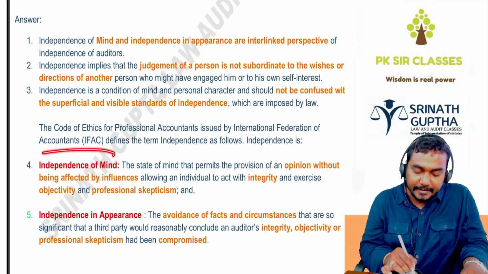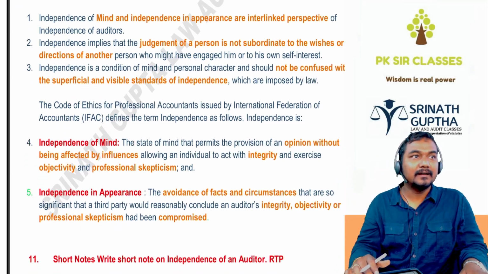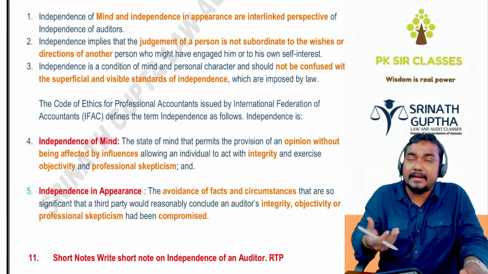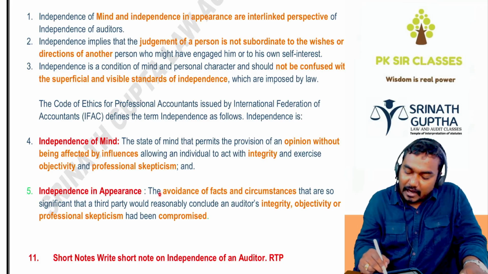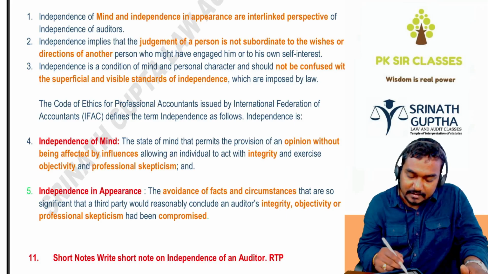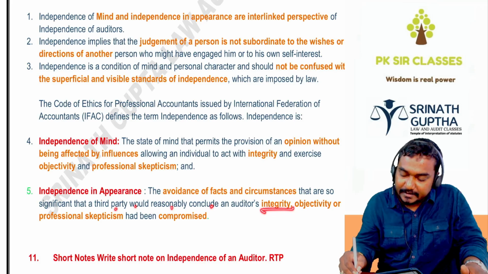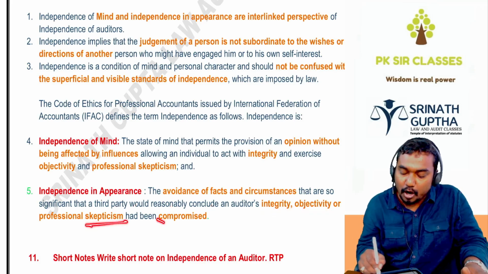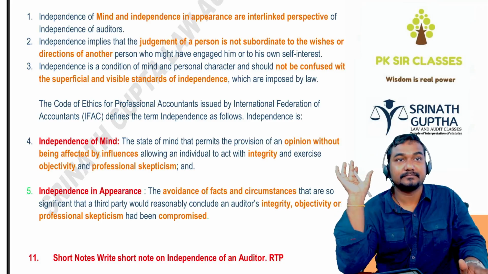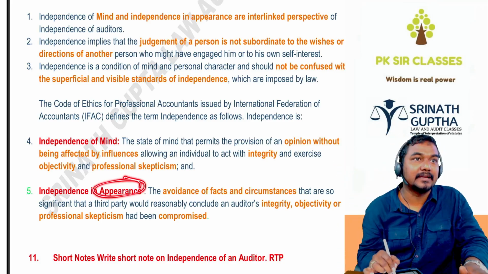But independence in mind means you are thinking that I am supposed to be independent. Independence in appearance means when someone is giving the bribe, don't take it. Maintain the same self-discipline. The avoidance of facts and circumstances, avoidance of situations that are significant, that a third party would reasonably conclude the author's integrity, objectivity, skepticism is compromised. Don't go to a situation which will compromise your independence. This is called independence in appearance.